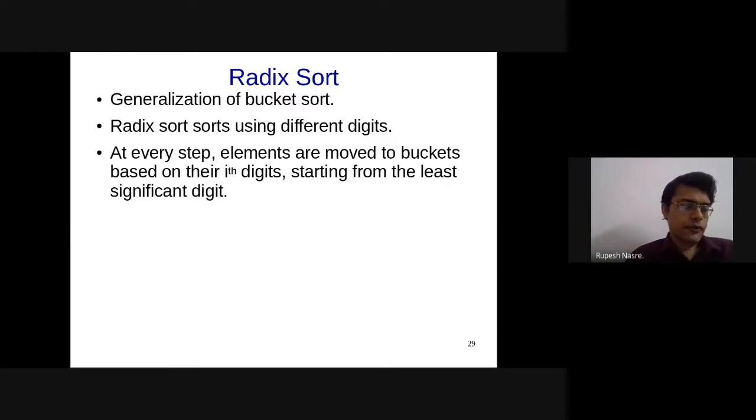So we saw bucket sort, right? 1 to 10 numbers in one bucket, 11 to 20 in another, and so on. So the radix sort is kind of a generalization of bucket sort, and it does look at the different digits, right? There we were doing indexing. We are also doing indexing here, but indexing we are doing starting at different digits.